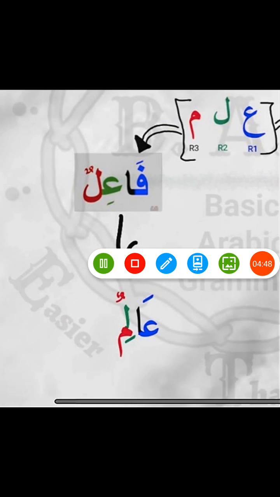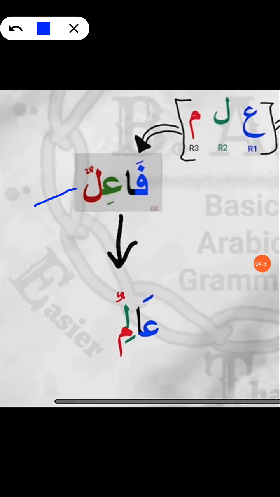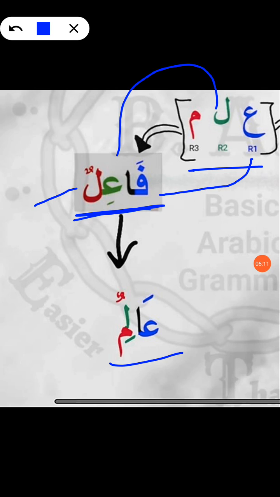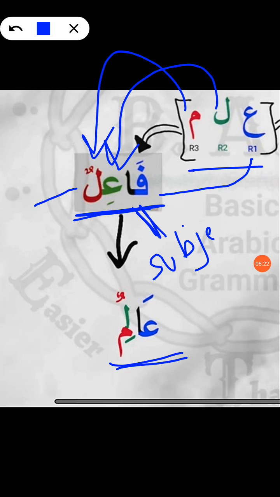All right, what do we have here? We have the pattern, rather, fa'ilun. Same root letters, but this time you are going to superimpose these letters on this pattern. What do we get? Alimun. How do you get that? Simply by placing this noon on fa, lam on ayn, and meem on lam. What do you get? Alimun. This pattern of fa'il shows the subject, the doer of an action. So alimun is someone who knows.